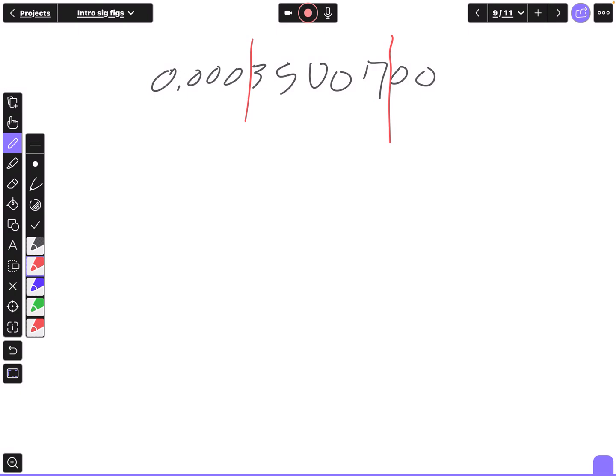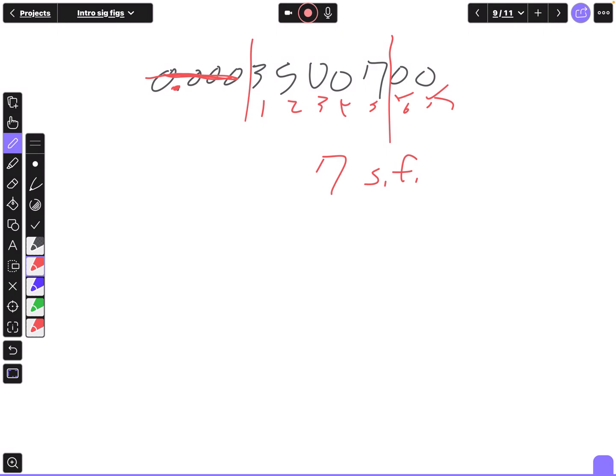I gotta look at the leading zeros, the ones that come before. They never count. Those are not significant. These 2 zeros at the end only count if there's a decimal in here. There is a decimal, so those 2 would be considered significant. So that would be 1, 2, 3, 4, 5, 6, 7. 7 significant figures.